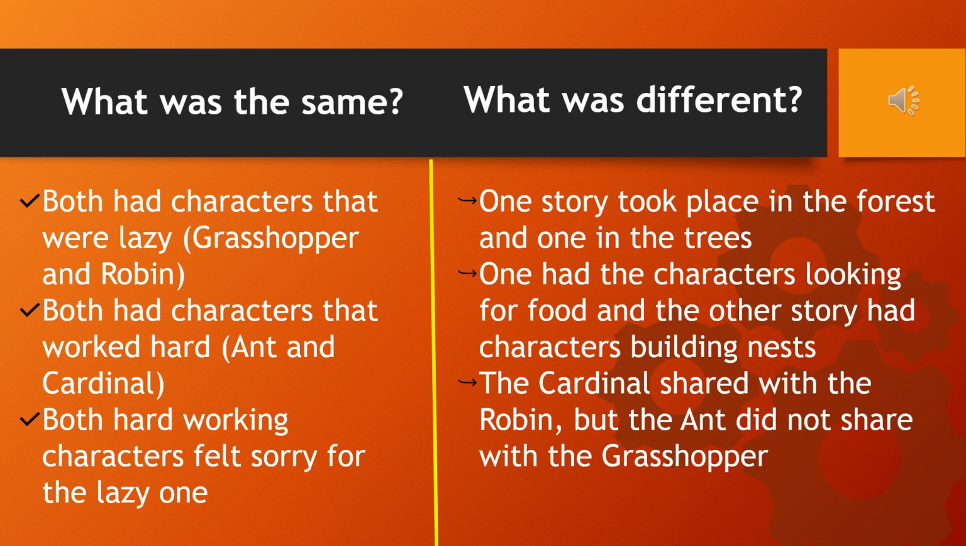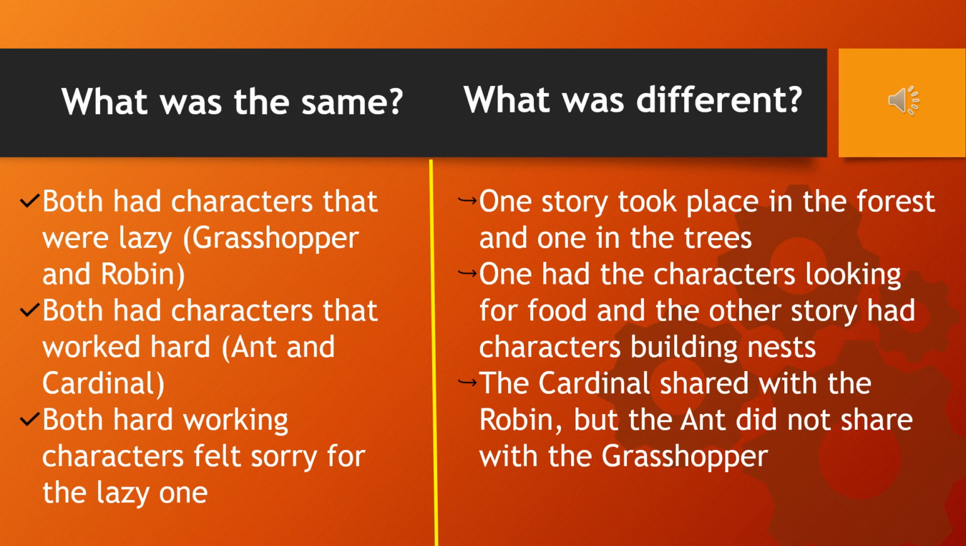The same: both had characters that were lazy, the grasshopper and the robin. Both had characters that worked hard, the ant and the cardinal. Both hard-working characters, the ant and the cardinal, felt sorry for the lazy characters, the ones at the end of the story. So now what was different?